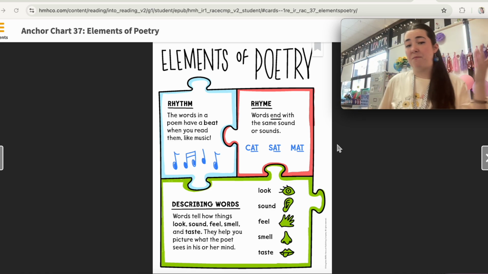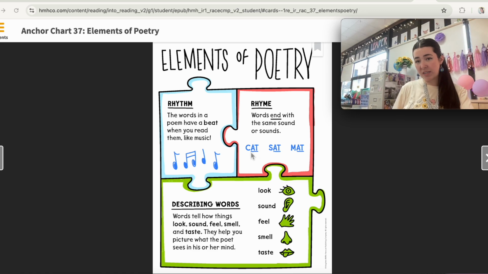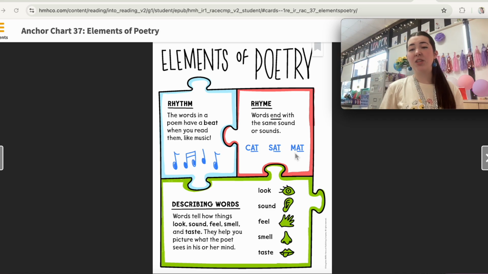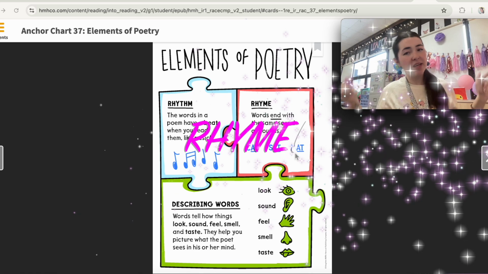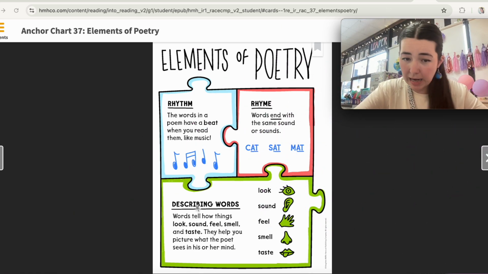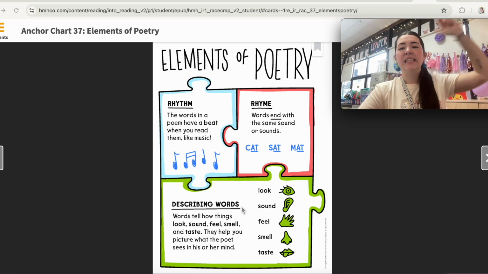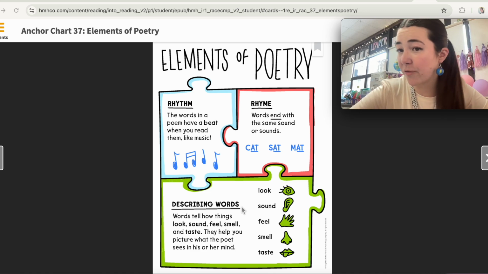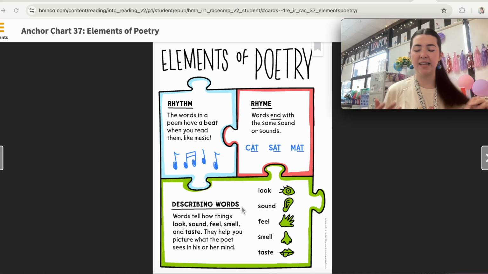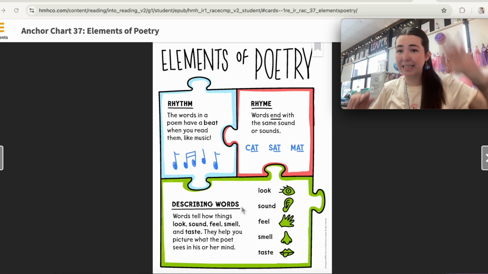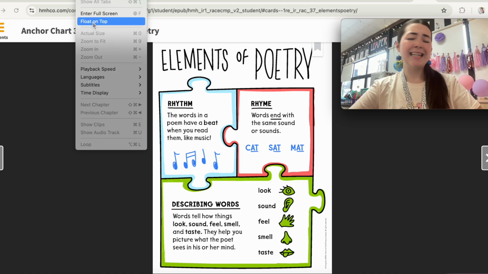It also has a rhyme, which means words end with the same sound or sounds. For example, can you read these words to me? Cat, sat, and mat. Those words all rhyme. And then it also has describing words. So we are looking for words that tell how things look, sound, feel, smell, and taste. We are looking for describing words that make us think of those things. Words that describe how something looks, sounds, feels, smells, and tastes.